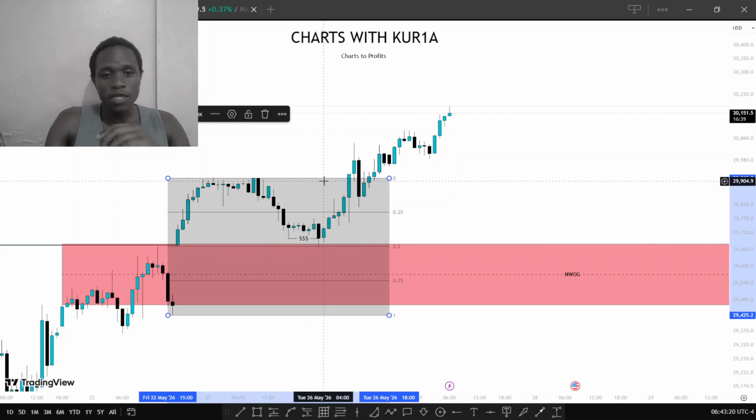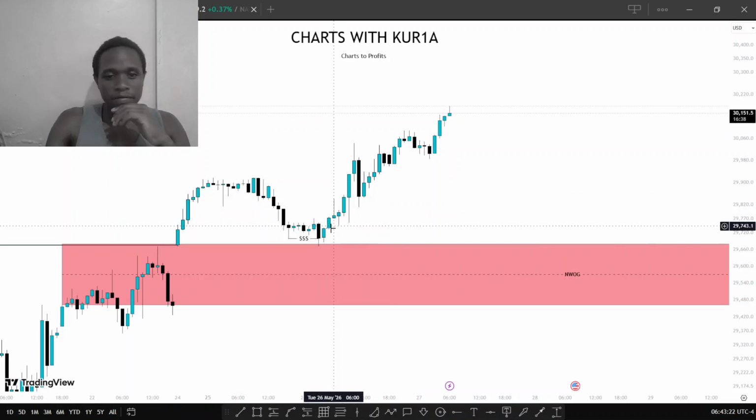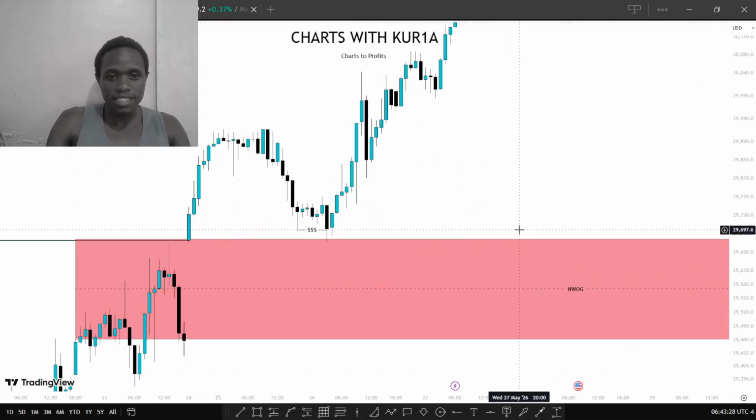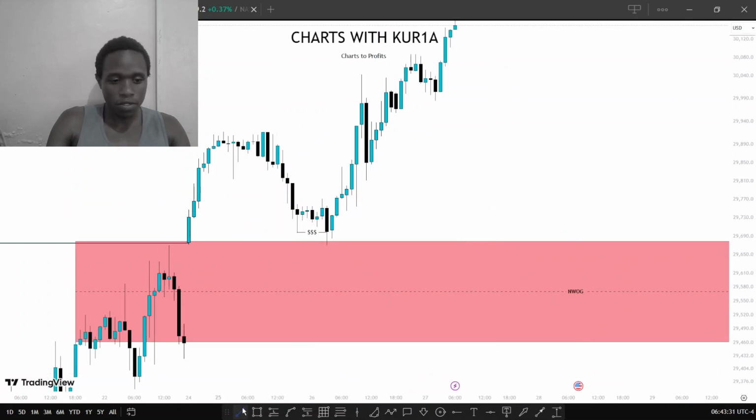So now, as soon as that happens, I want to see what kind of confirmation we can get from that level. The confirmation that I like to use is a change in state of delivery. The change in state of delivery occurs still within that session, the London kill zone, because the London kill zone runs from 2 a.m. right here up to 5 a.m.